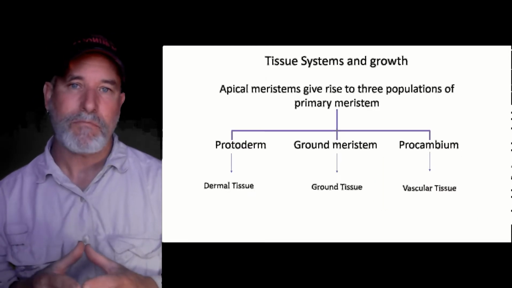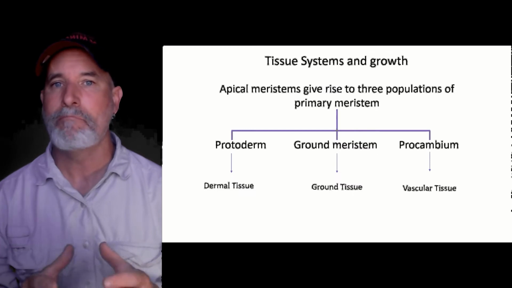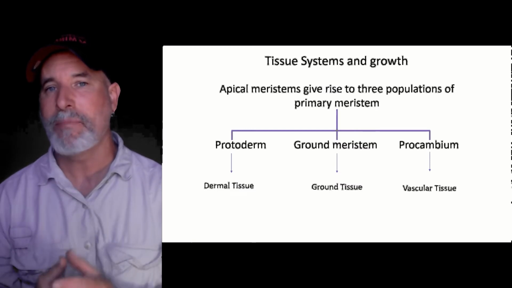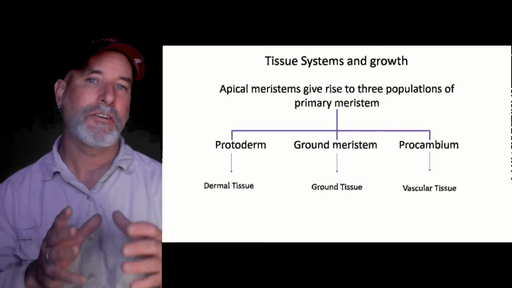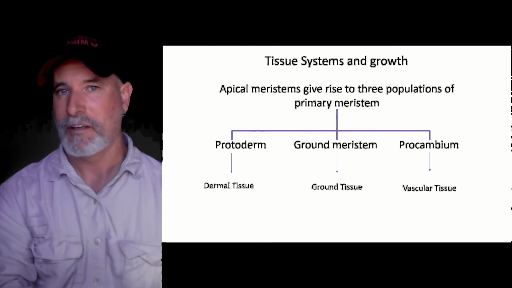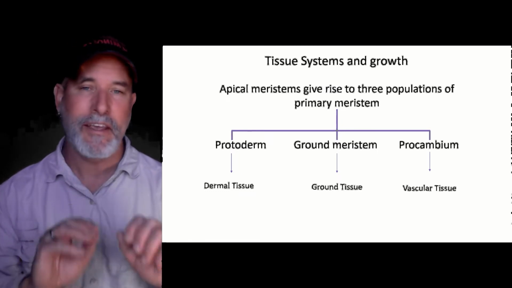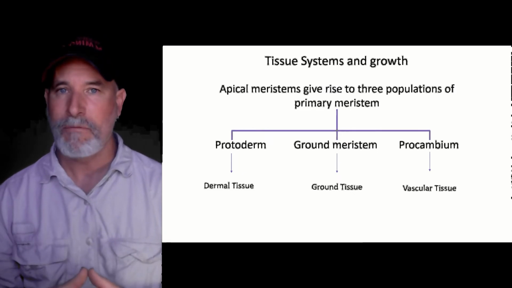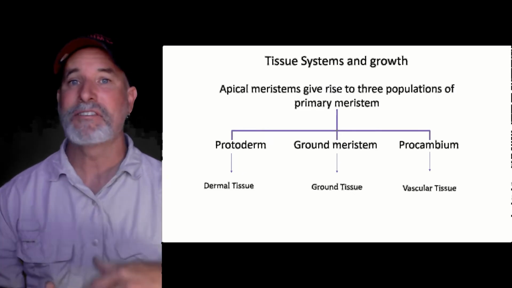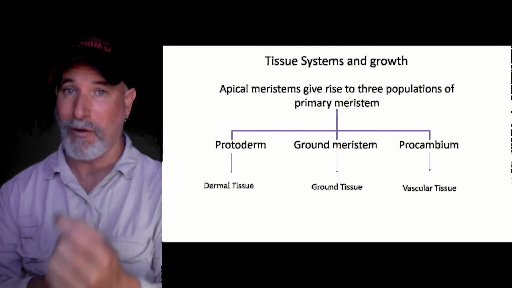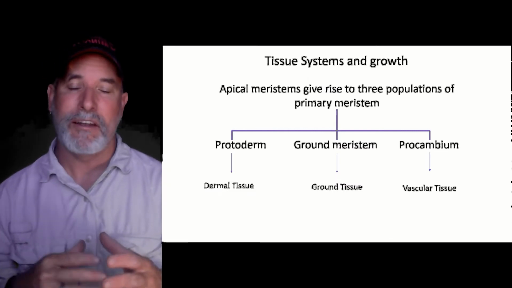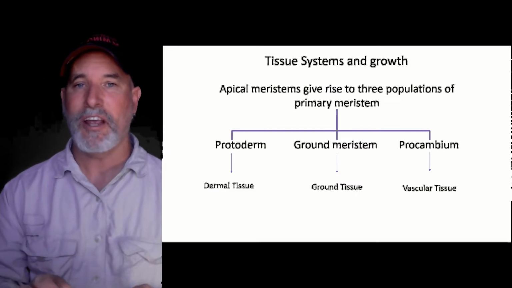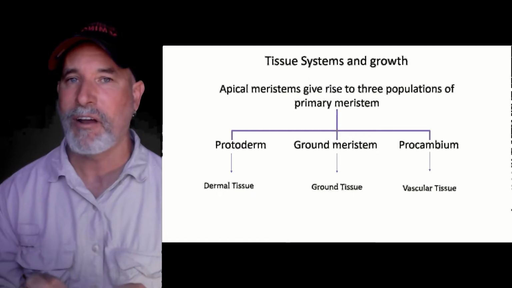So here it is. You have what is called the apical meristem. Now remember, meristematic cells are your stem cells in plants. They divide and then they can differentiate. They can turn into other types of cells. Apical, apex, means they're at the tip of either a stem or a root. And as they divide, they will differentiate into three different types of primary meristems.